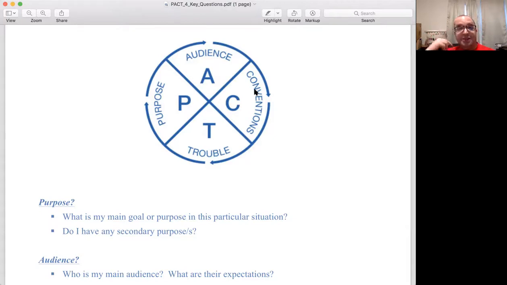Usually you can always ask yourself, what are the conventions of this paper? Is this person following the conventions? Maybe they don't write in the first person in a personal narrative. That's a problem, right? Maybe they don't use the imperative voice in writing instructions. Well, that's a problem. So trouble spots are when anything goes wrong in these first few things. You can always learn, grow, and improve if you can analyze and identify your trouble spots.